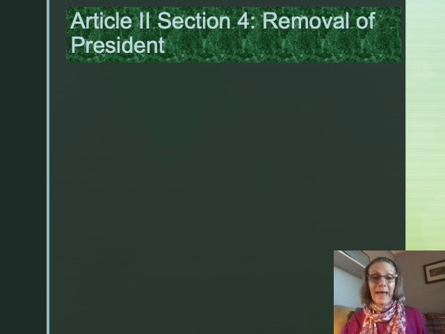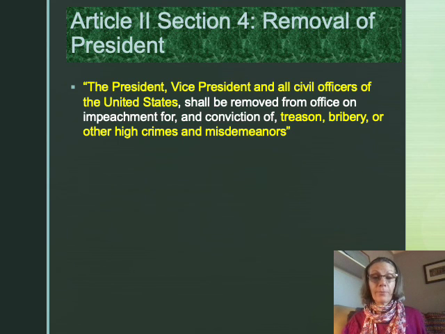Okay, that brings us to the last section of Article 2, which is Section 4. And Section 4 tells us about the removal of the President of the United States. And so in Section 4, it says that the president, vice president, and all civil officers of the United States shall be removed from office on impeachment for and conviction of treason, bribery, or other high crimes and misdemeanors. And I would not be surprised if some of you could recite Section 4, at least treason, bribery, or other high crimes and misdemeanors, because we've just lived through a time period where we had a president in a 4-year term be impeached for 2 different events.